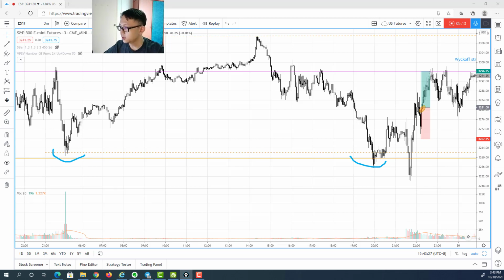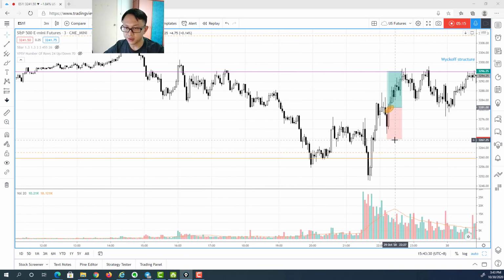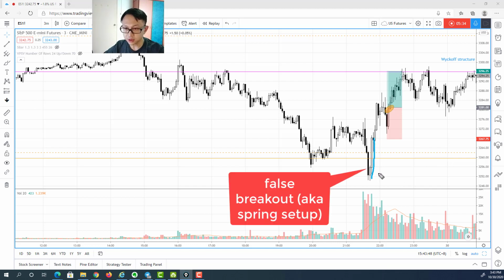So during the US session, it actually created a false type of breakout. For the first 3 or 4 bars, there was a reaction down, taking out the previous low or this level at around 3260, and then immediately followed by a rally up. So this breakdown, or false breakdown, actually comes with an increase in supply.